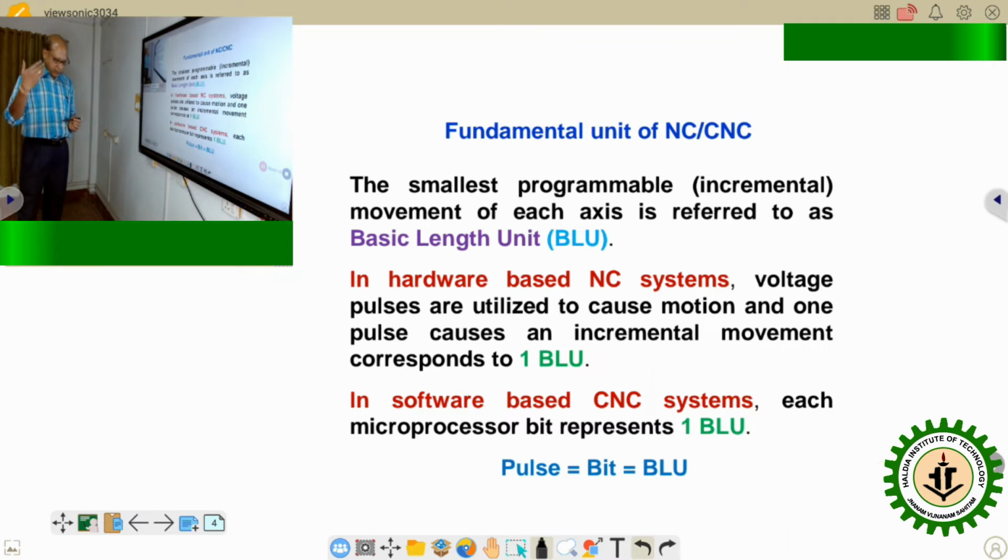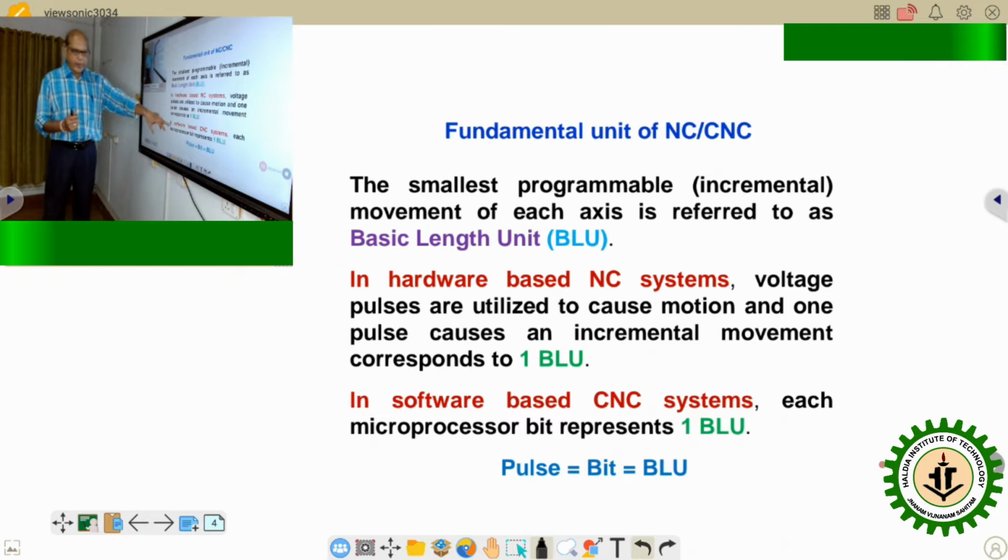Just for your better understanding, I would like to give one example. If you think about your vernier caliper or micrometer, there is a least count. That is the minimum dimension that the particular micrometer can measure, below which it is not possible to measure. Similarly, the concept of basic length unit is similar, but it is with regard to the implementation of the tool movement along any definite slide.